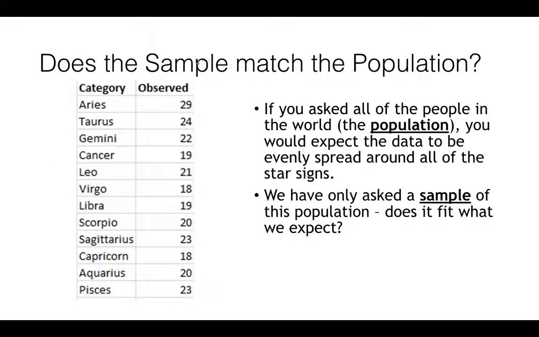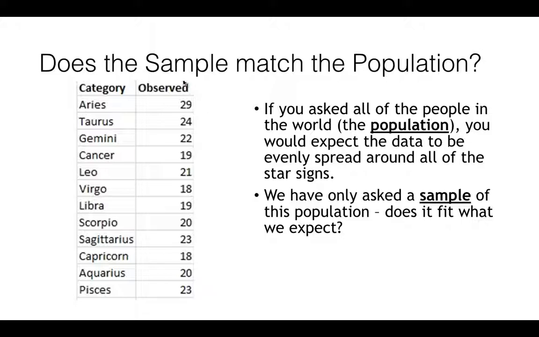Okay, so the first thing we do is we collect our observed data, just like what you did when you went out and collected data from the students. So these were the answers given by the teachers. These were their star signs. So 29 teachers had the star sign Aries, and so on. We could ask the entire population of the world, and we'd expect that you should have exactly the same number of people, or as close to exactly the same number of people in each category.